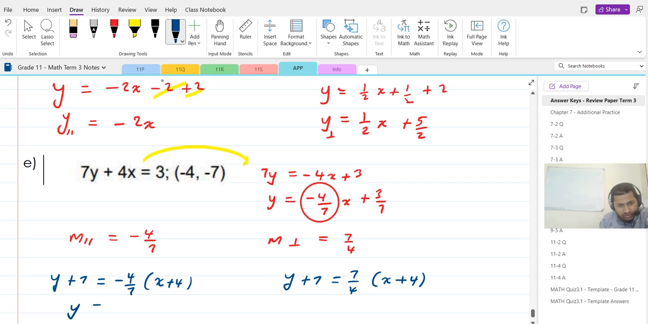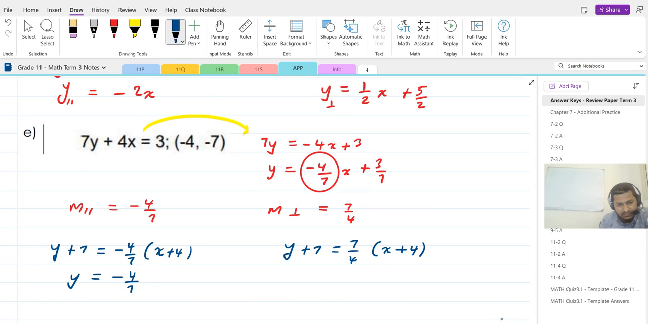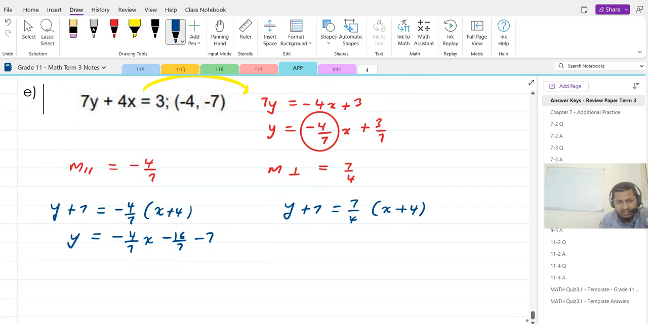Perfect. So we got y equals negative 4 over 7x minus 16 over 7 minus 7. Now don't say minus 7. Minus 7 can be converted to negative 49 over 7. So minus 4 over 7x. Negative 16 over 7 minus 7, you should get negative 65 over 7.